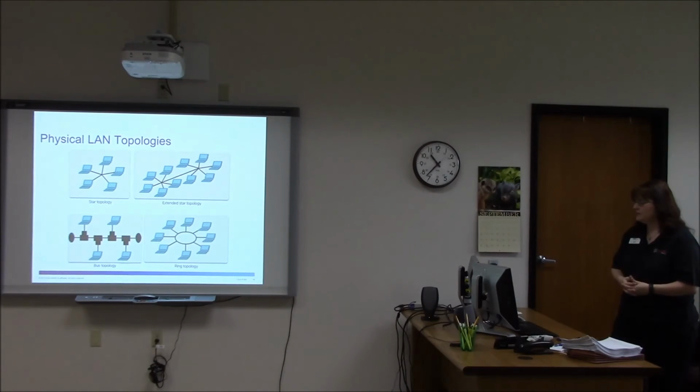Physical LAN topologies, you definitely need to know the difference between these. So there's a star topology, which is the most common one. There's one central intermediary or intermediate device, like we talked about with a switch back in chapter 1, and everything's just connected to that. So generally the switch is in the middle and everybody connects to the switch.